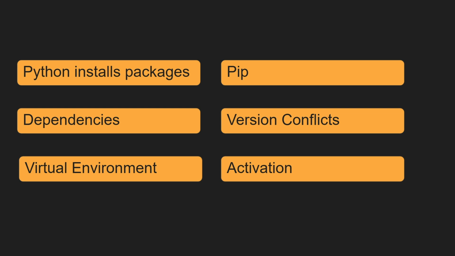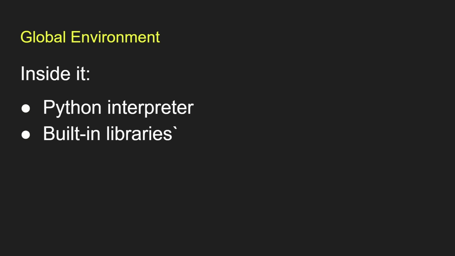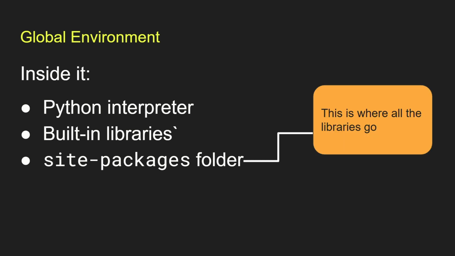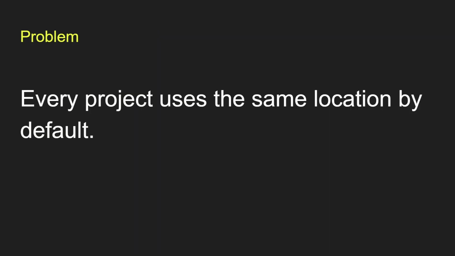When you install Python on your system, it creates what we call a global environment. Inside this environment, you have your Python interpreter, some built-in libraries, and one very important folder called site-packages. Now this folder is where all the external libraries get installed. Whenever you use pip install, everything ends up there. And here is the key detail that most people miss. Every project on your system by default uses this same global location. There is no separation between them.